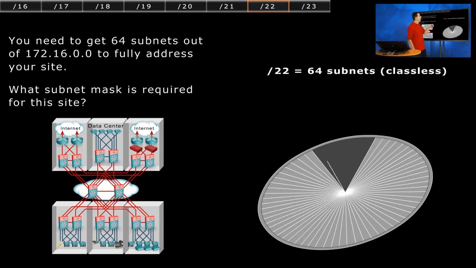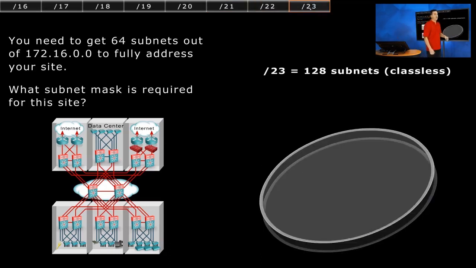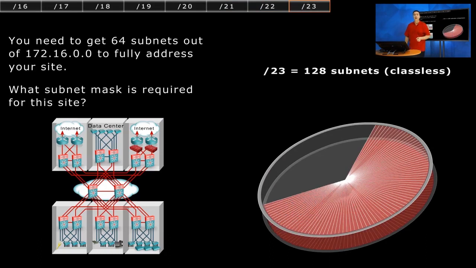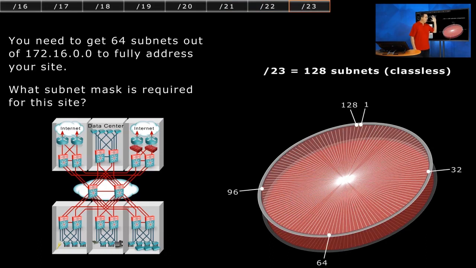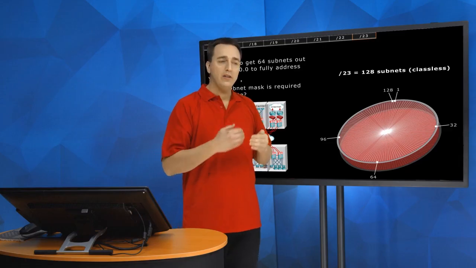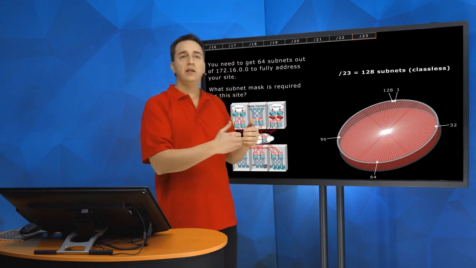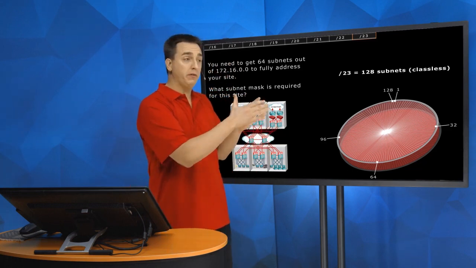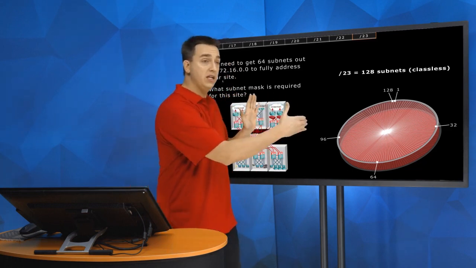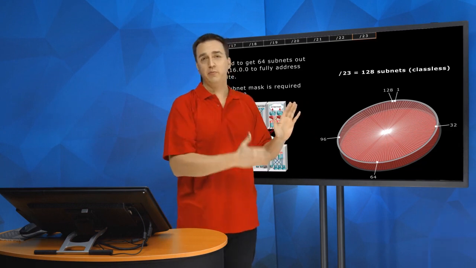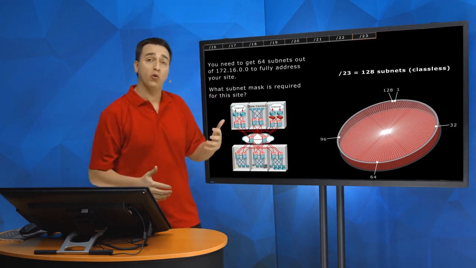And we can keep going, folks. We can keep going with /23. What do we have? We have 128. And even more. We can go /24, 25, 26, 27, 28. And that's just going to keep creating more and more subnets. So every time we manipulate the subnet mask, meaning we make it longer, so we went from 16 to 17 to 18 to 19, making that subnet mask longer, we get more subnets.